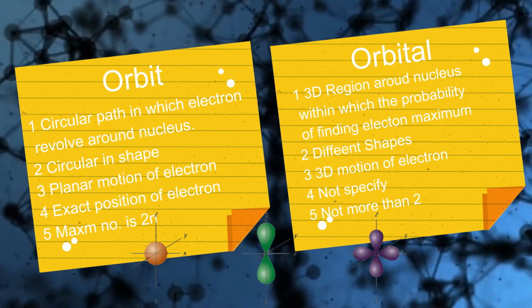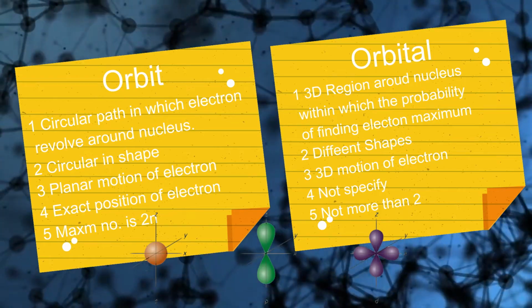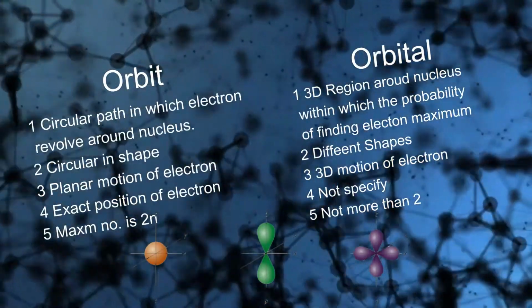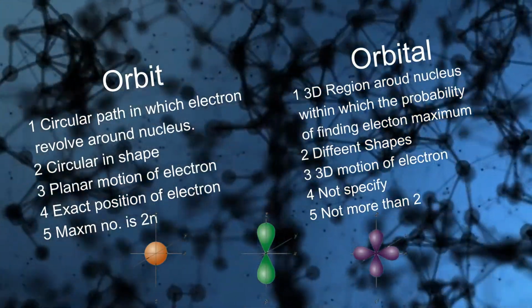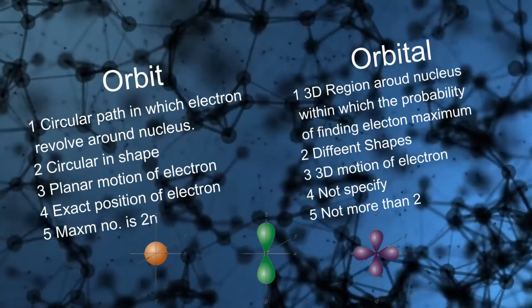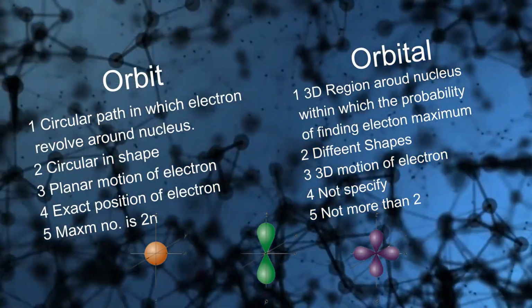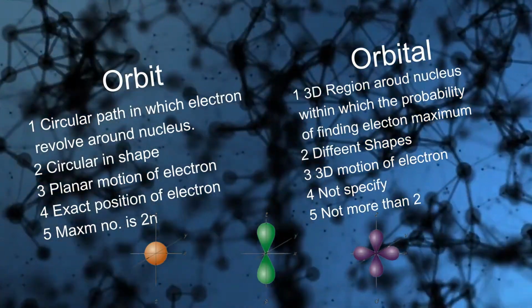An orbit indicates an exact position of an electron in an atom, whereas an orbital does not specify the exact position of an electron in an atom. The maximum number of electrons in an orbit is equal to 2n squared, where n is the number of the orbit, and an orbital cannot accommodate more than 2 electrons.